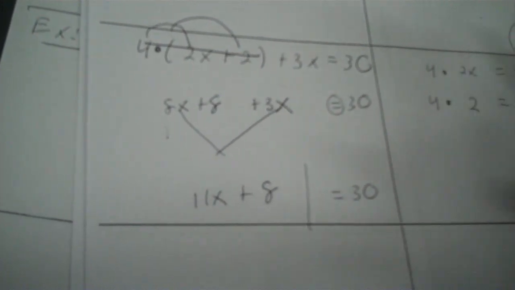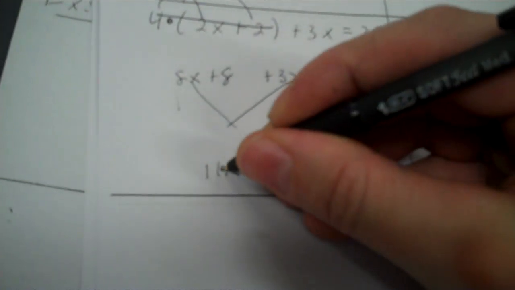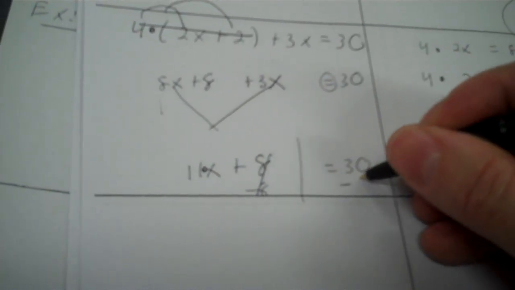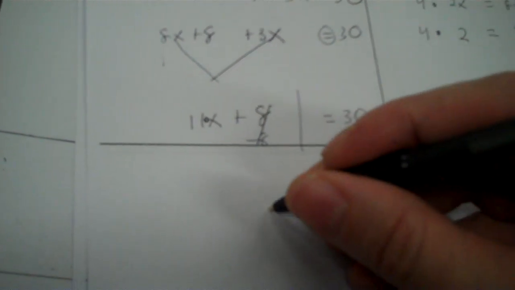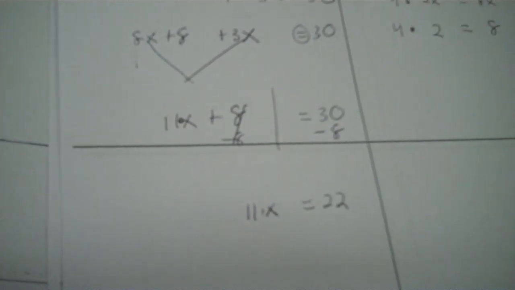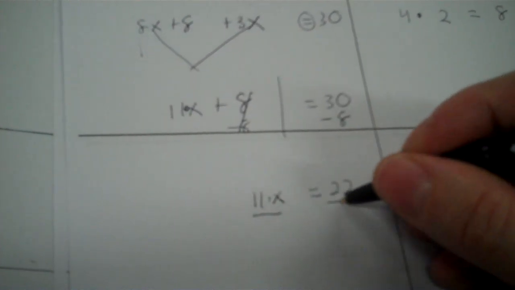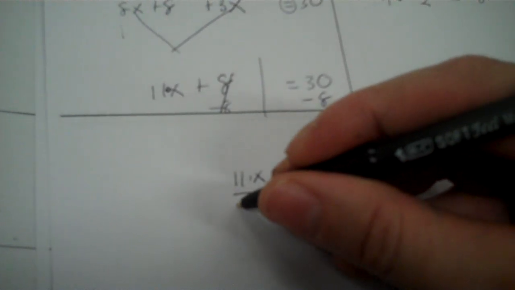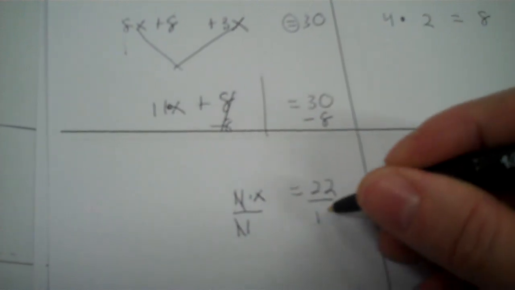You've got two operations with x: times 11 and plus 8. The opposite of plus 8 is minus 8. 30 minus 8 is 22. And then you've got 11 times x. Then we divide: 11 times this number, x equals 22. So to find the number, you divide by the number with the x. 22 divided by 11 is 2.